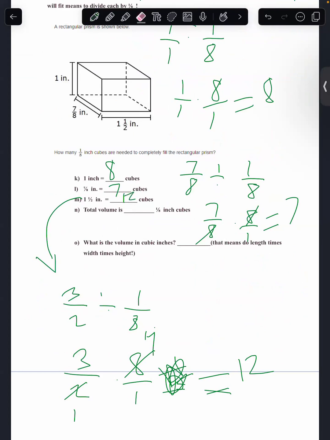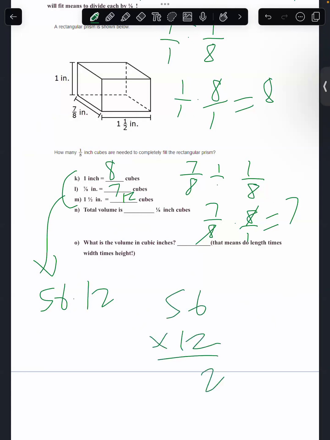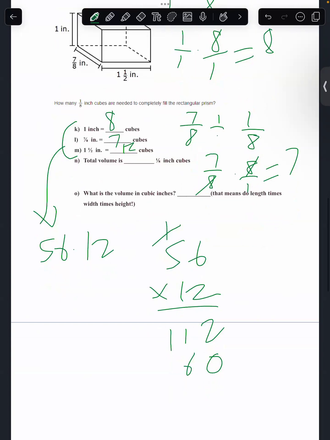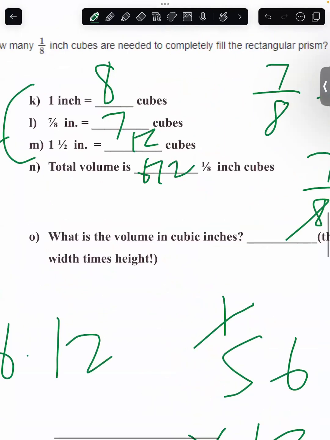So therefore, how many of the little cubes do we have? Well, 8 times 7 times 12. Length times what? Times height. So 8 times 7 is going to be 56 times 12. 56 times 12. All right, 2 times 5 is 10, and 1 is 11. 1 times 6 is 6, and 1 times 5 is 5. So 672. 672 little cubes.